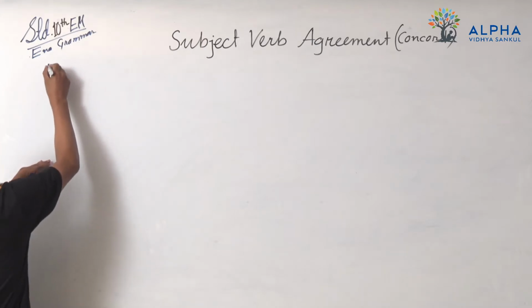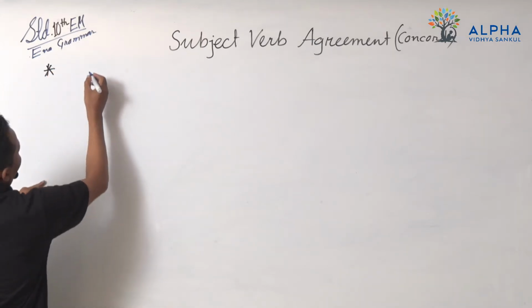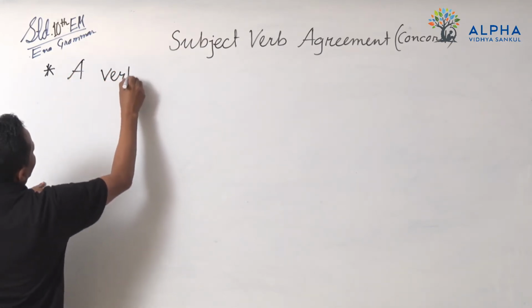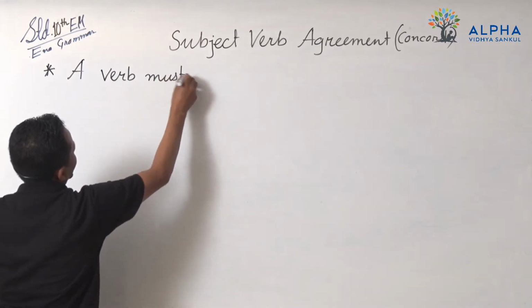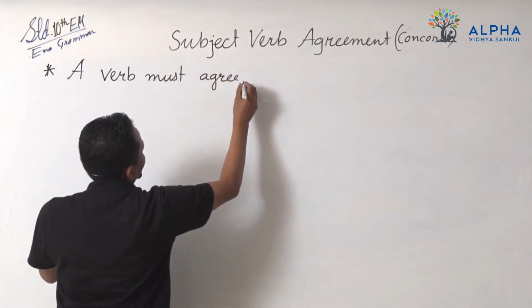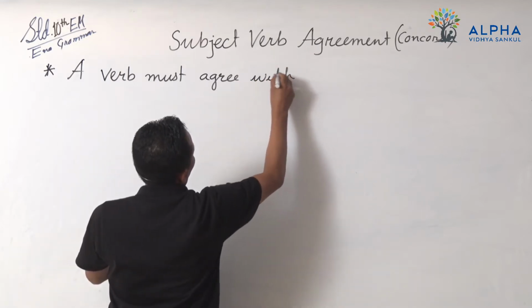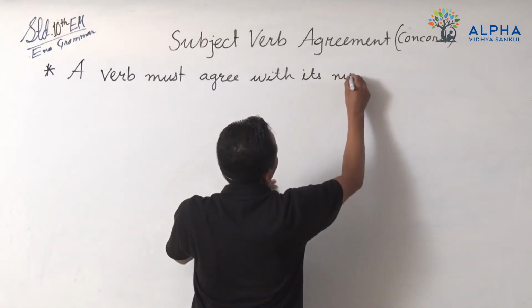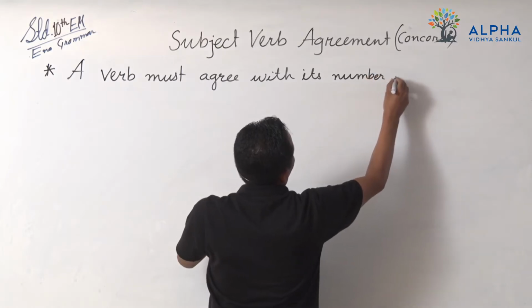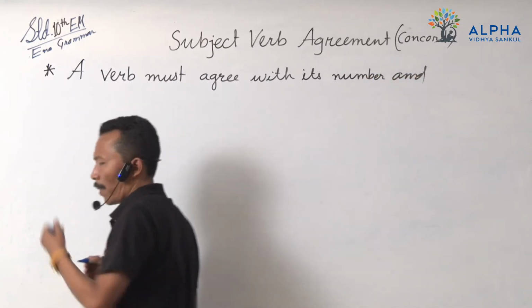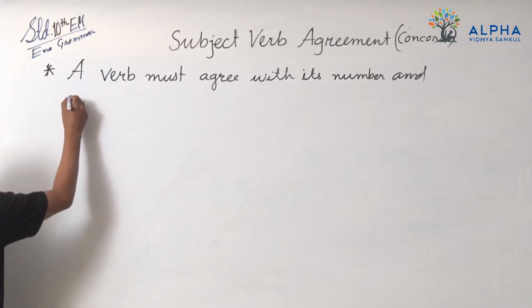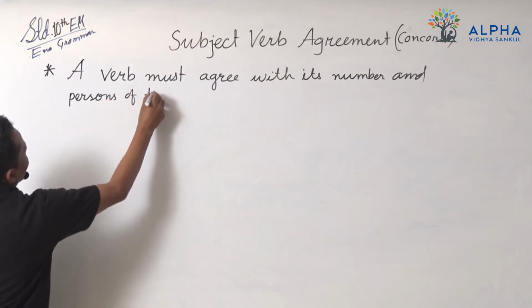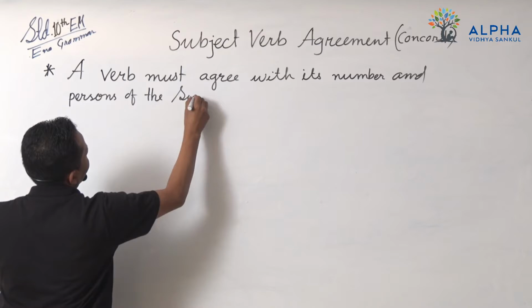And in English grammar, there is a rule, students. A verb must agree with its number and person of the subject.